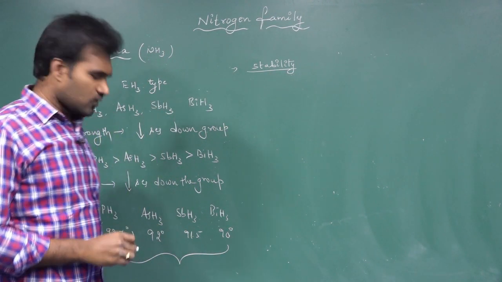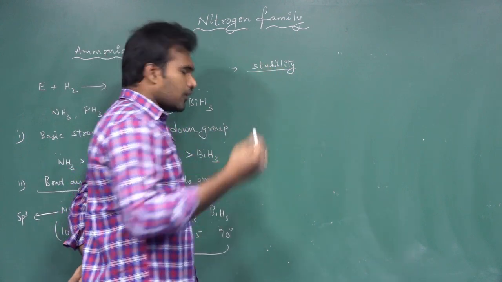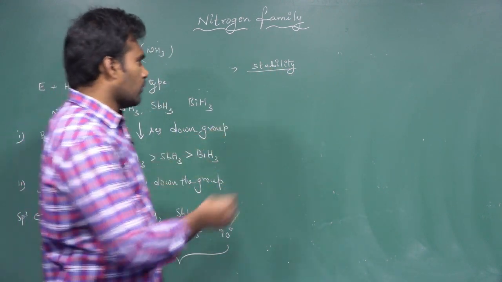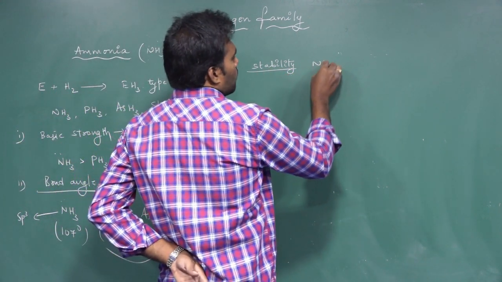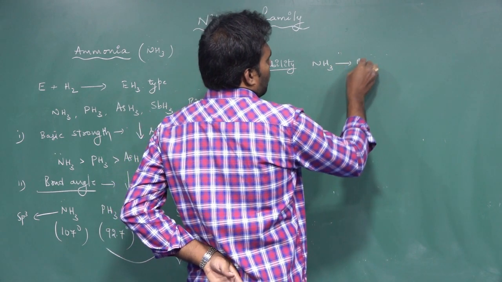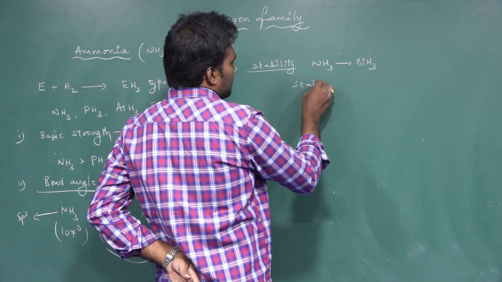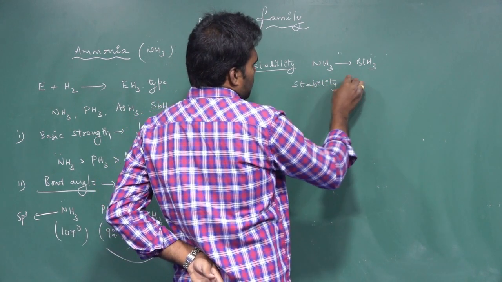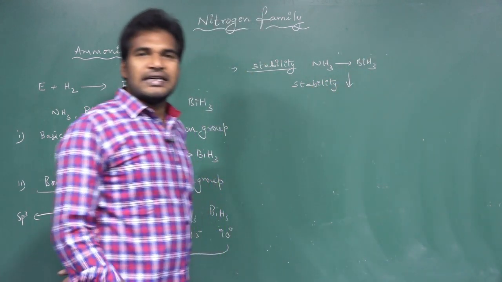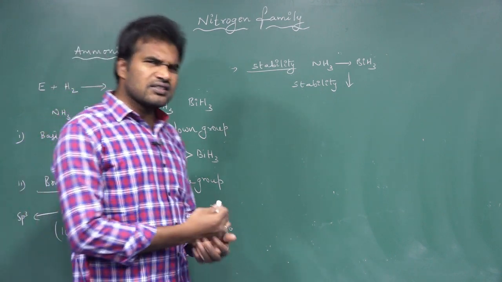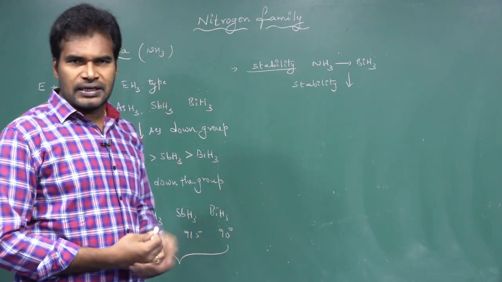Stability of these hydrides. Generally, when you go from ammonia to bismuthine, from top to bottom, the stability decreases. So what is the reason why the stability is going to be decreased?